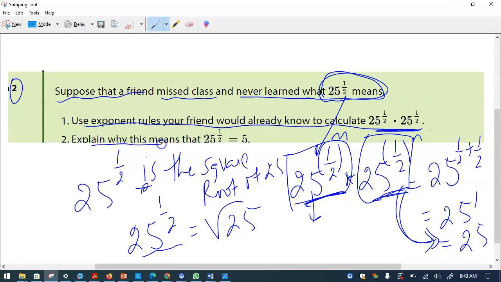Why is 25 raised to half equal to 5? Because when you multiply it by itself, you get 25, and 5 multiplied by 5 is also 25. So that's why this answer is 5.